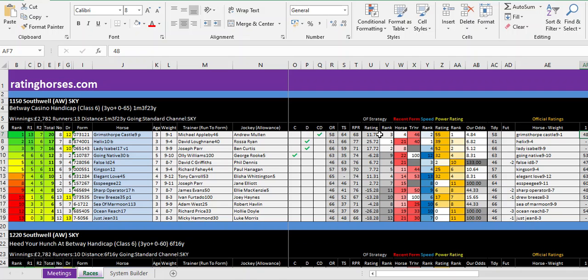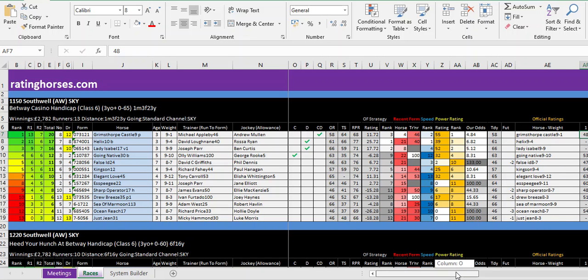The official strategy algorithm has Grimsthorpe Castle 3rd ranked, so it's in the top 3. Good recent form. The trainer's horses have run to form nearly 50% of the time in the last 14 days. Second speed figure horse, power rating is top.